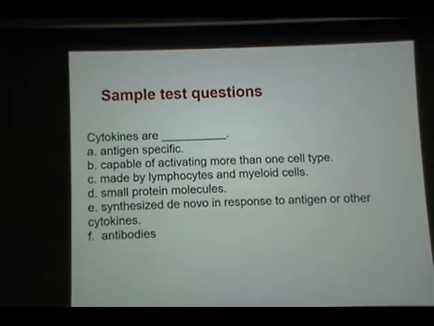Those are the sample questions I may put in the exam. Cytokines are antigen specific. Is that right or wrong? Cytokines are capable of activating more than one cell type. That's right, that's what we're talking about. And cytokines are made by lymphocytes and myeloid cells. Cytokines are small protein molecules. Cytokines are synthesized de novo in response to antigen or other cytokines. Cytokines are antibodies.